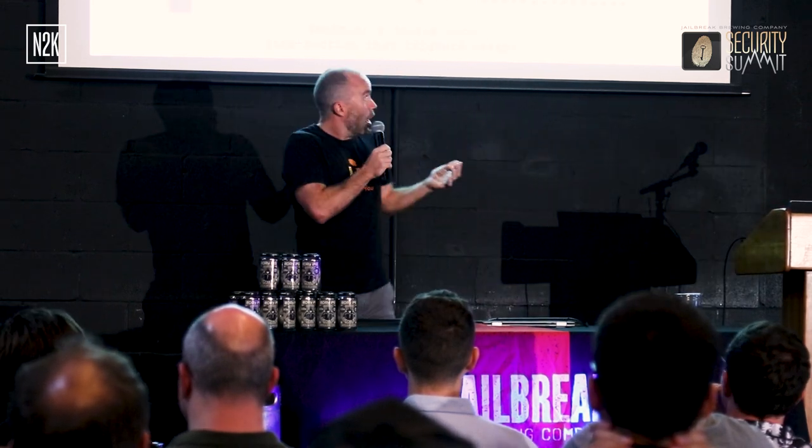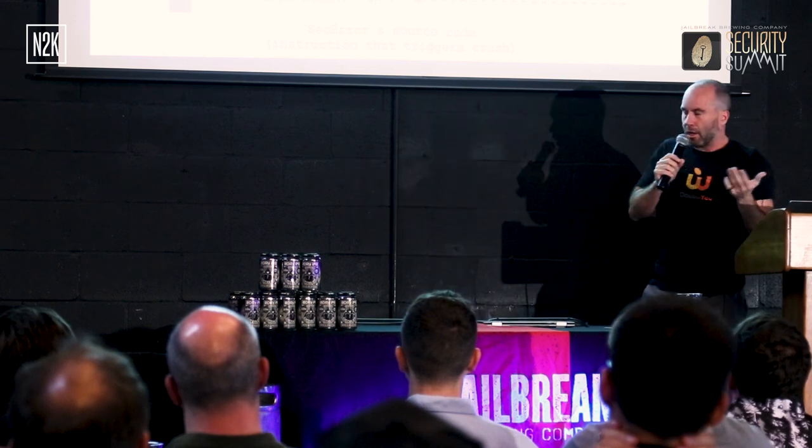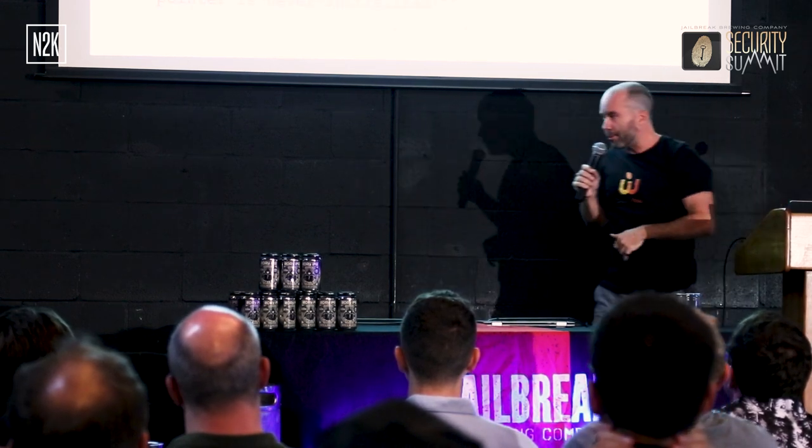So what I found was that we take the address of the faulting instruction, which is in the SecError API call. We look at what the faulting instruction is doing. Since the SecError API call is open source, we can map the disassembly of the faulting instruction to a line of code. Here we can see they're checking an error value to make sure it's not null, and if so, they are then dereferencing that. That was the line of code causing the crash. And I was like, that doesn't look too bad. So let's dig a little deeper.